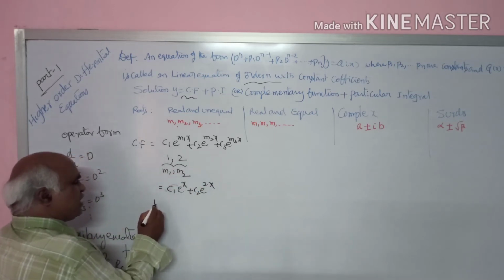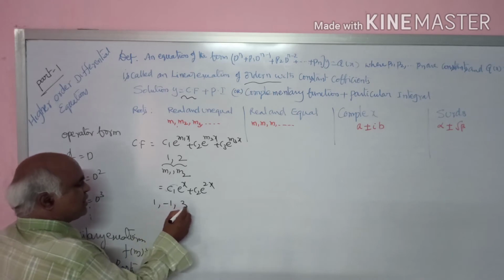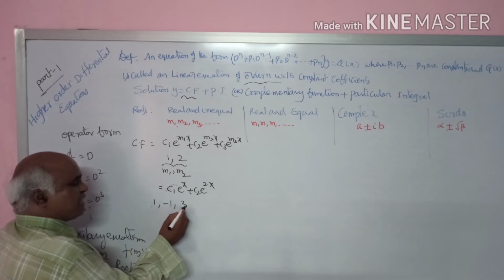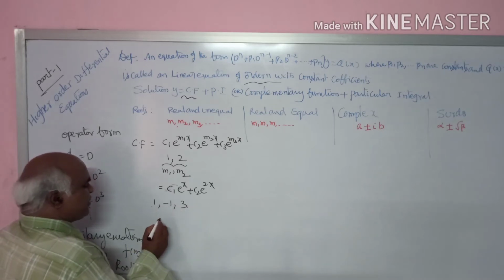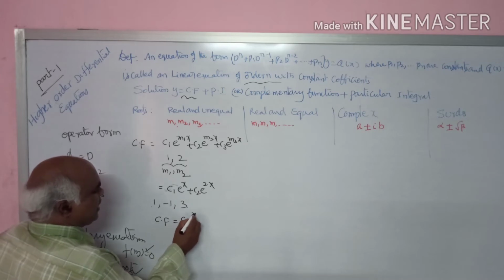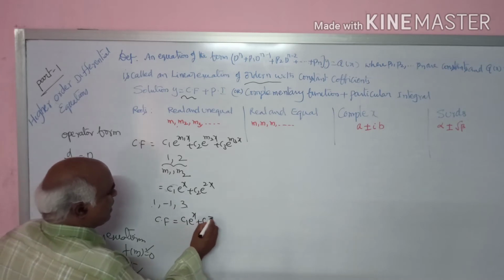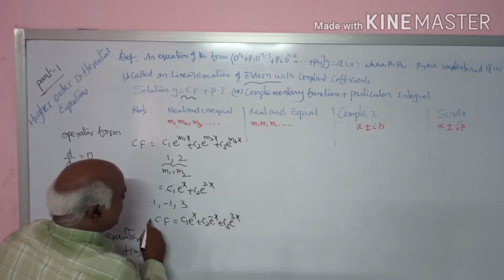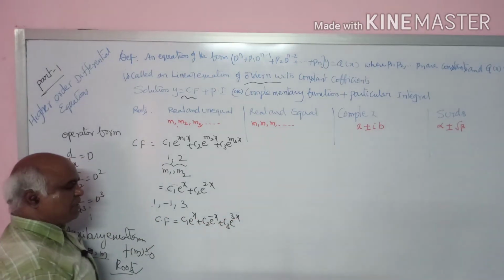Next, if the roots are 1, minus 1, 3, three roots are there. m1 is 1, m2 is minus 1, m3 is 3. Therefore the complementary function for three roots is c1 e power x plus c2 e power minus x plus c3 e to the power of 3x.